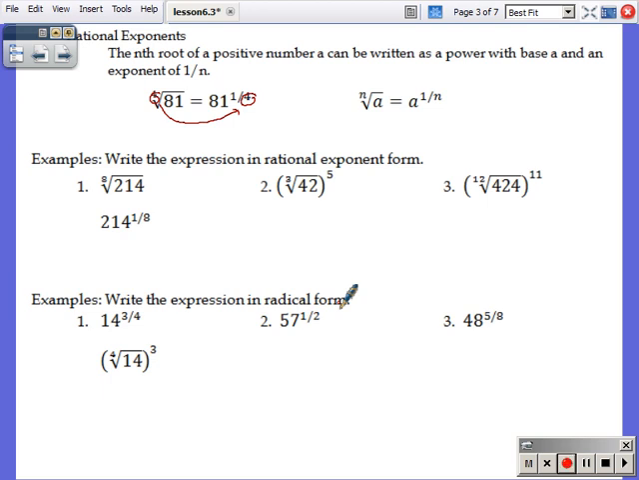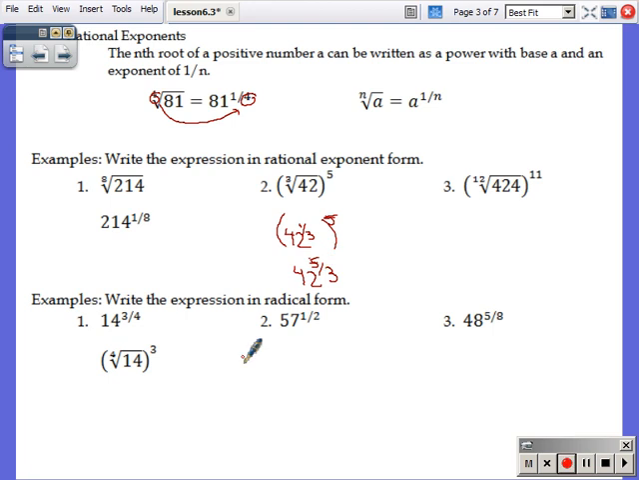So that first example, the 8th root, so that root is in the denominator of a fraction, so 214 raised to the 1/8. For number 2, start on the inside, the third root of 42. So my 42 stays the same. It is the third root, so the 3 goes in a denominator. But notice that 5 is still in my exponent. Remember, last section, for power of a power, you multiply. 5 times 1/3 would be 5/3.